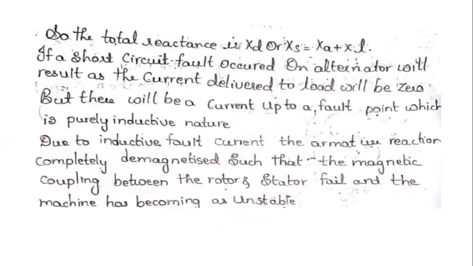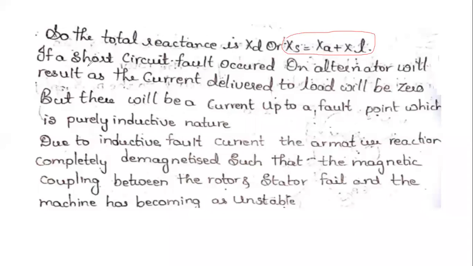Therefore the total reactance is represented by XD or XS. XS is equal to XA plus XL, where XA is the armature reactance and XL is the leakage reactance. The resultant reactance XD or XS is equal to the armature reactance plus the leakage reactance.